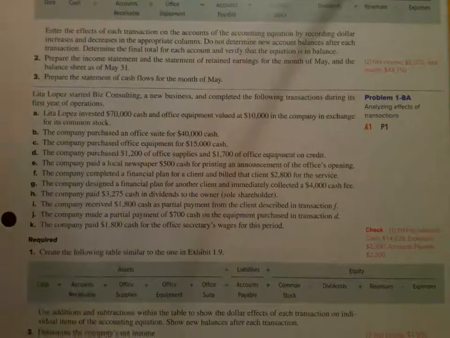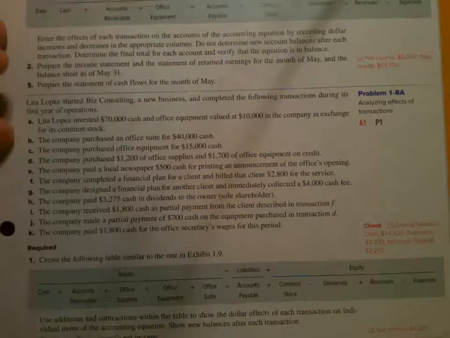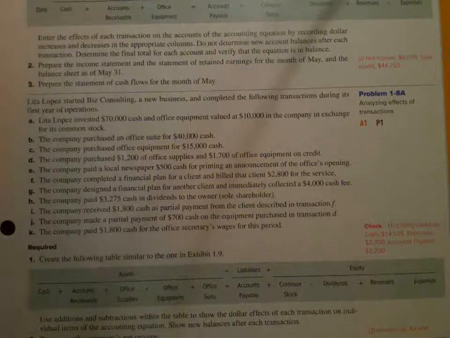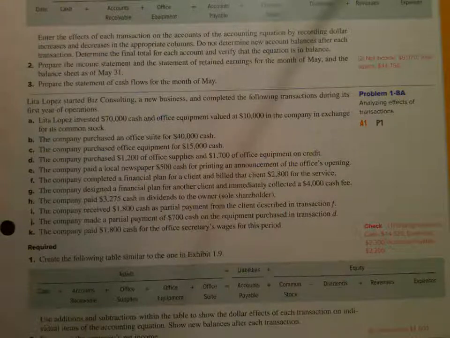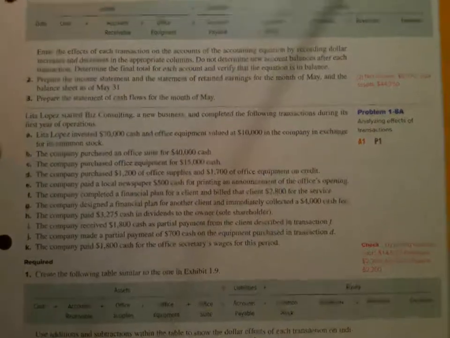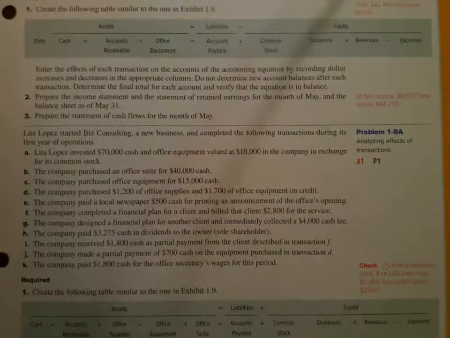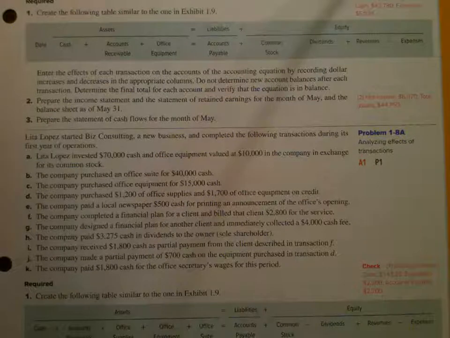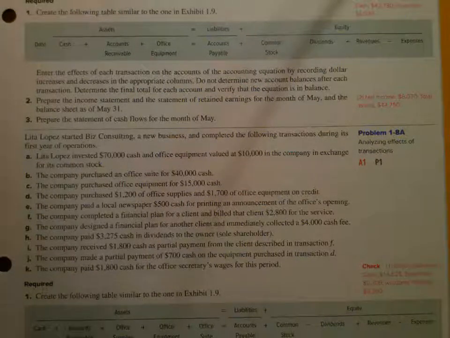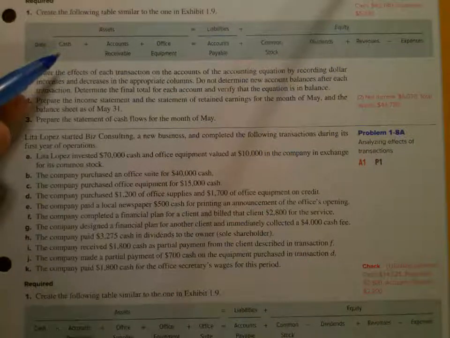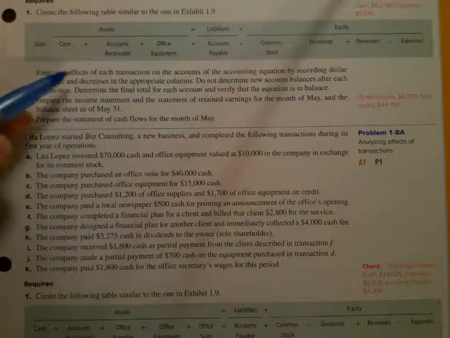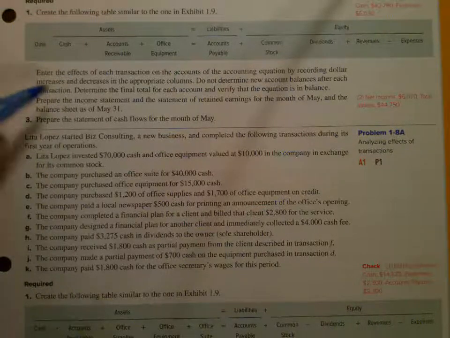The first one, Lita Lopez invested $70,000 cash and office equipment valued at $10,000 in the company in exchange for its common stock. So what's happening here? What's going on in this particular transaction? Well, Lita contributed $70,000 in cash. So we have our cash account here. So we would show a plus 70,000 in the first row.